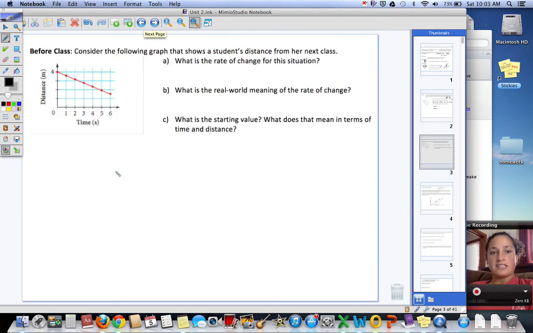So before class, I want you to consider the following graph right here that shows the student's distance from her next class. So here's the distance over here, here's the time, and I want you to answer A, B, and C before class tomorrow.